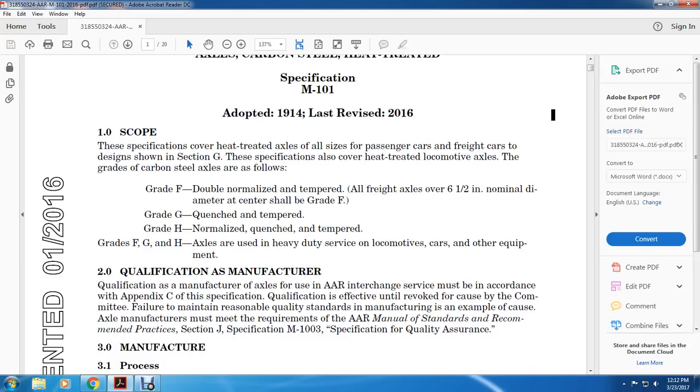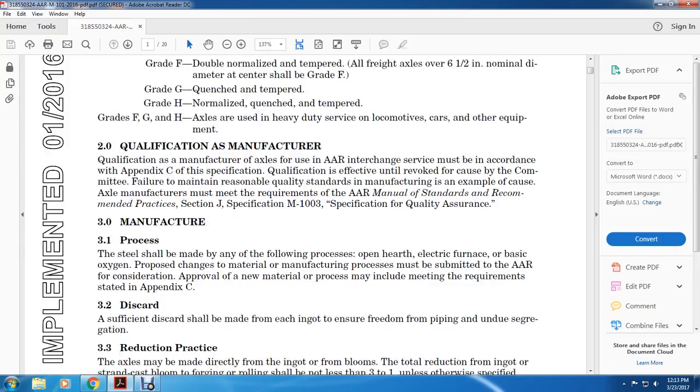2. Qualification: manufacturer. Qualification for the manufacture of axles for Association of American Railroads interchange service must be in accordance with Appendix C of the specification. Qualification is effective until revoked for cause by the committee: failure to maintain responsible quality standards and manuals. For example, axle manufacturers must meet the requirements of the Association of American Railroads Manual Standard Recommended Practices, Section J, specification M1003, specification for quality assurance.